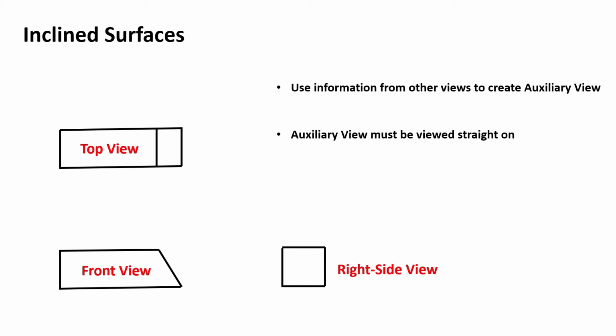Notice in this example that the sloped surface is not clear in the top or right side view. Only the front view shows the true length of the sloped surface. The right side view doesn't even indicate that a sloped surface is present.